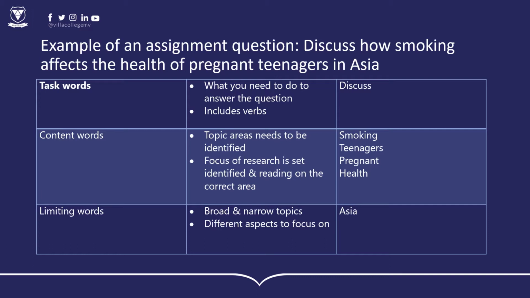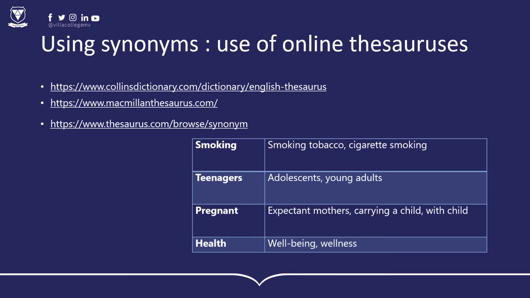The limiting words keep you focused on a particular area and stop you from having to research everything. They could limit you by time, which means you may be asked to focus on the last 5 years, by place, so you may be asked to focus on a country or region, by demographic group, meaning you may be asked to focus on a gender or age group, or even by extent, as you may be asked to look for the most relevant or appropriate details which you may think are important. Here are some of the online thesauruses that can be used to find synonyms.